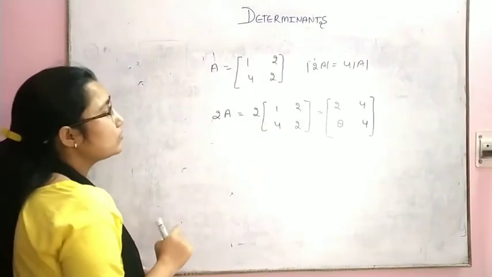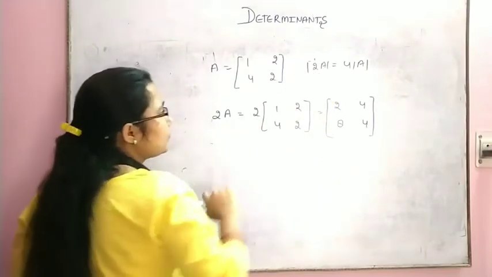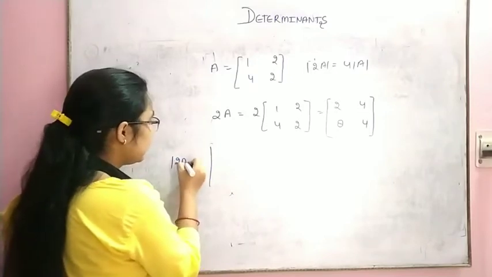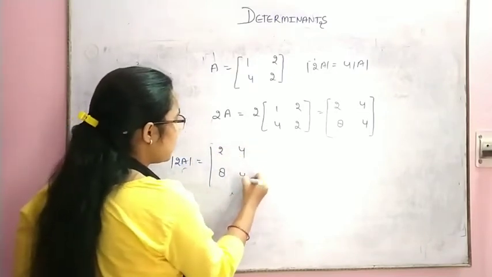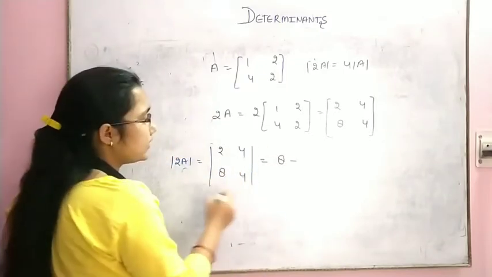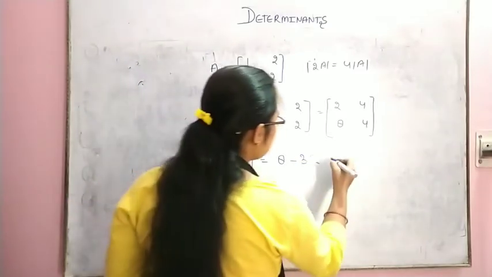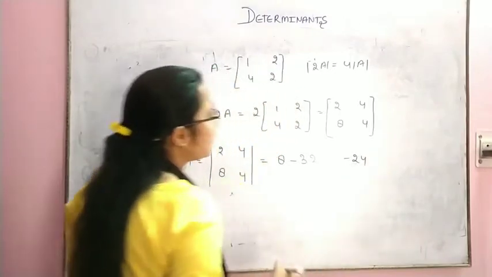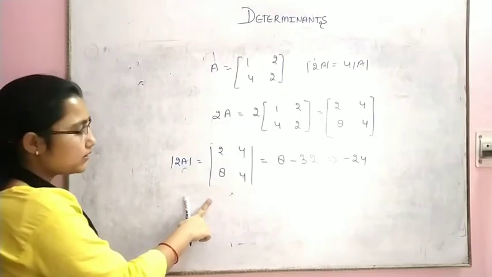Now we have to find out the value of this determinant. We have to find out the value of 2A. So the determinant of 2A, that means determinant of 2, 8, 4, 4. So the value is 2 4s are 8 minus 4 8s are 32. So we get minus 24 here. Now this is your left hand side.